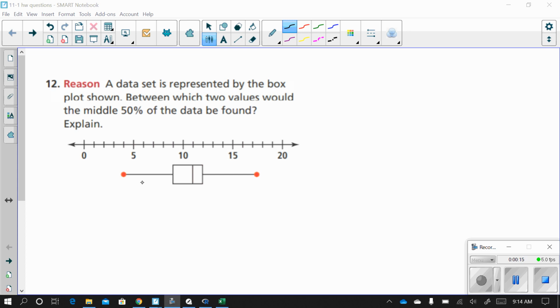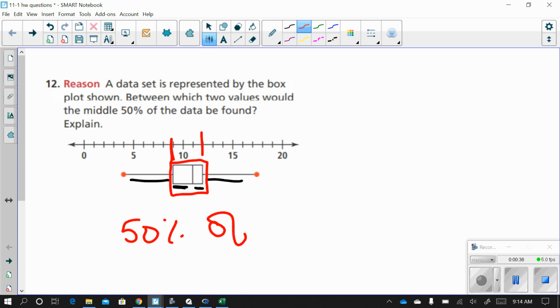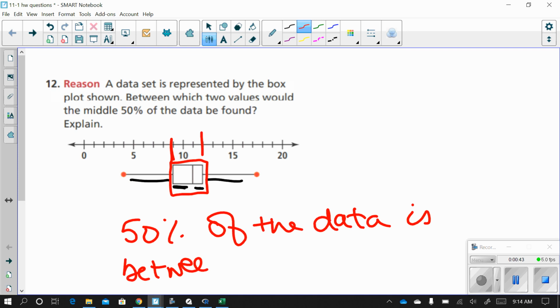Well, remember, right here is 25%, here's 25%, and here's 25%. So to find the middle 50%, it's just the box, okay? So this value is at 9. This value is at 12. So 50% of the data is between 9 and 12. That's all you needed to do for that problem.